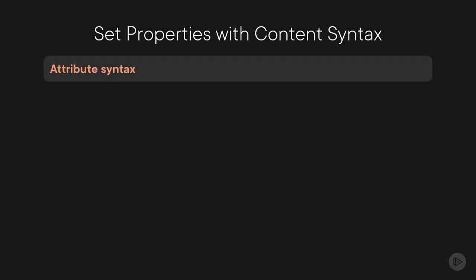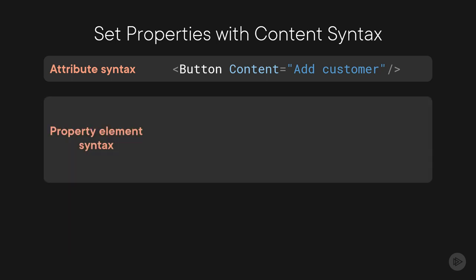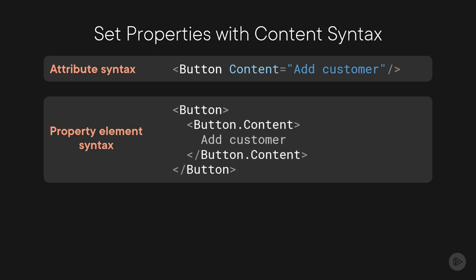You know already how to set properties in SAML with the attribute syntax. On this button, the attribute syntax is used to set the button's content property to @customer. In the previous clip, you learned how to set properties in SAML with the property element syntax. Setting the button's content property with this syntax looks like this.